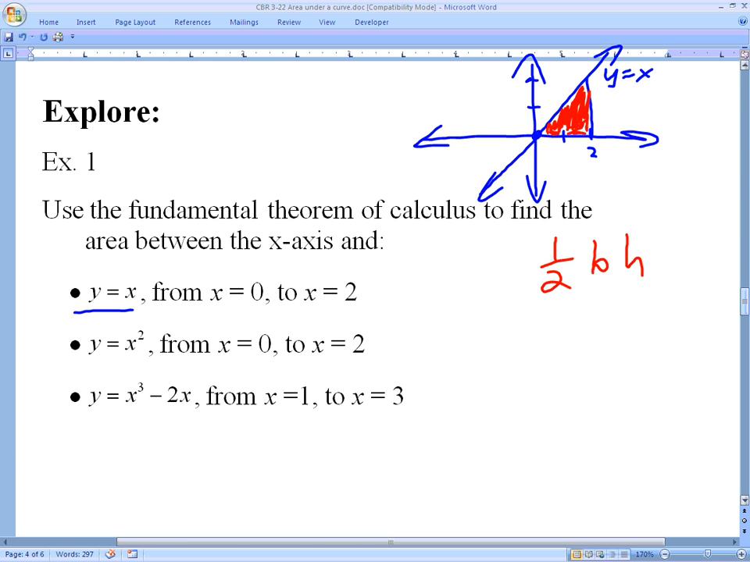And my base is 2 here. My height is also 2. And so it's 1/2 times 2 times 2. So 1/2 of 4. And so my area is 2 square units. Great. So you say, well, what do I need calculus for? Well, if we can show that it works for these simple problems, then we know that we're actually doing something that makes sense. So now let's try getting this same answer utilizing calculus.